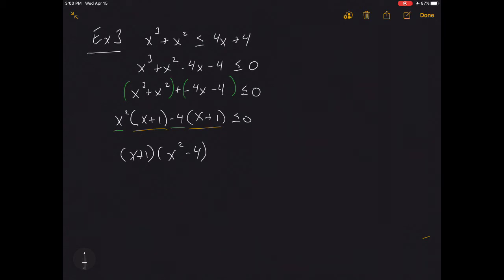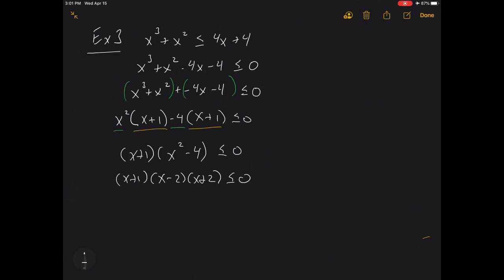Okay, the x plus 1 in the step above was the greatest common factor. I factored it out, and that leaves us with x squared minus 4. I've got one more thing to factor. The x squared minus 4 is a difference of squares, so we can go ahead and factor that to x minus 2, x plus 2.